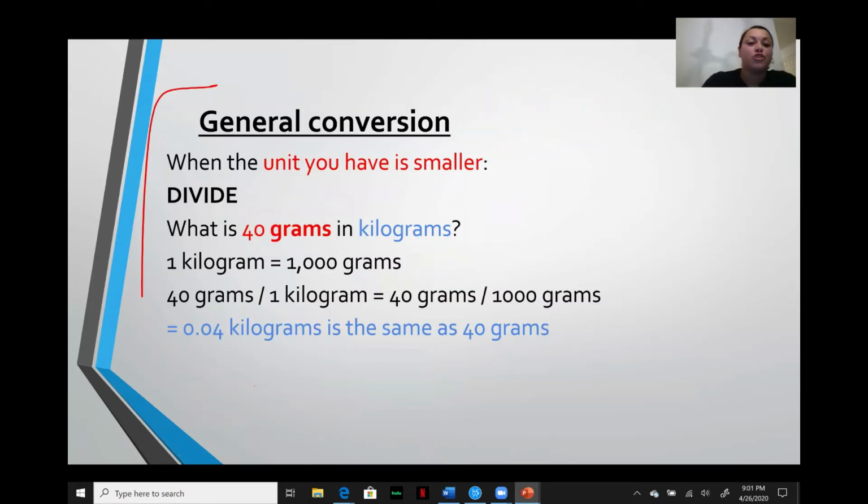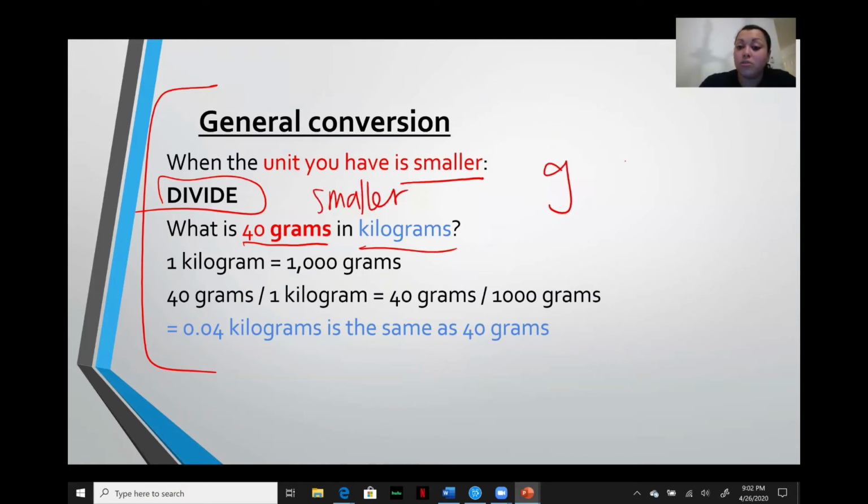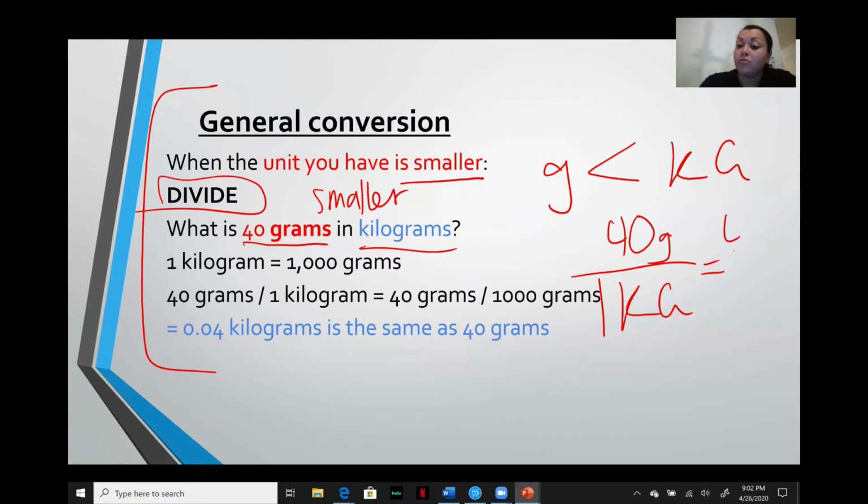So the general conversion. I'm just going to show 3 examples. So when you have a unit that's smaller, that's when you're going to divide. So if I have 40 grams and I'm trying to figure out what it is in kilograms, grams is smaller than kilograms. So that means I'm going to divide. Actually, 1 kilogram is the same as 1,000 grams. So I'm going to do 40 divided by 1,000.